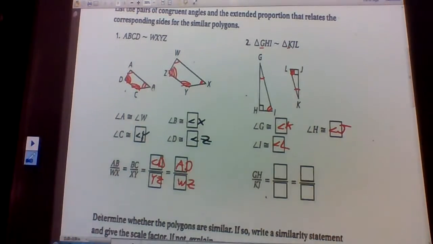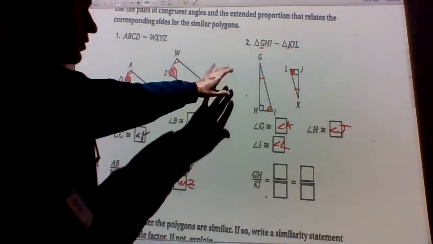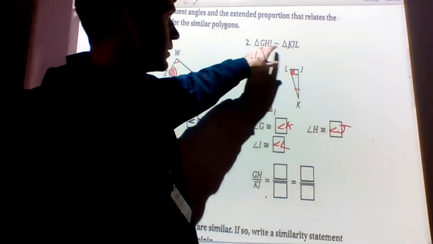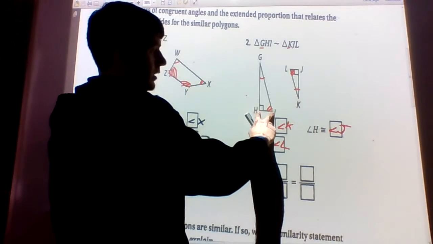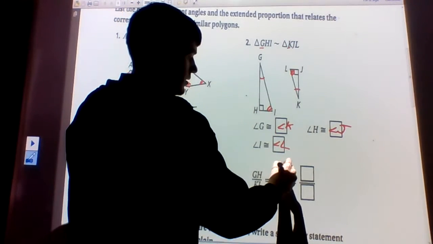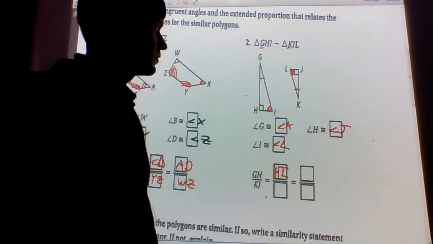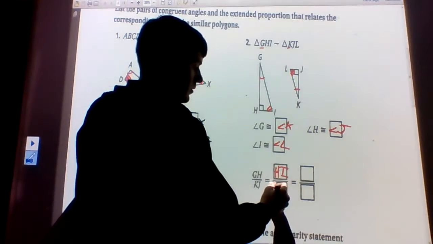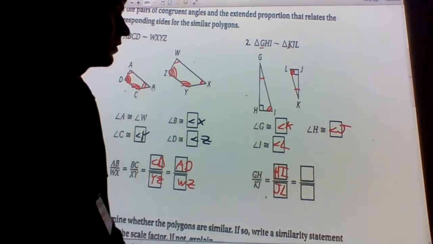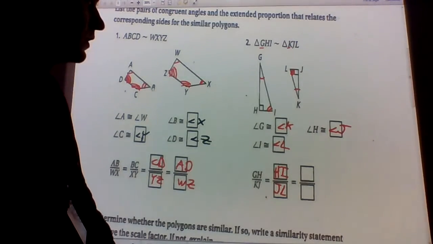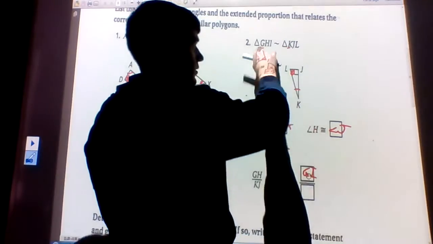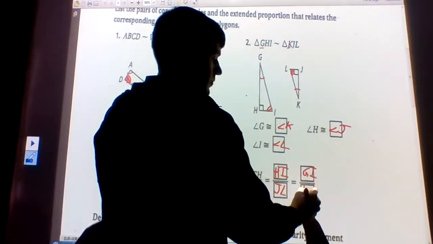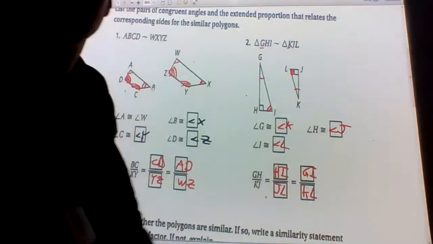Okay. Then we want to write our proportions. So GH is going to correspond with KJ. HI is going to correspond with JL. And then GI is going to correspond with KL. So those are your proportions.